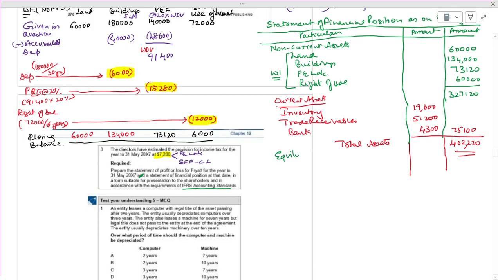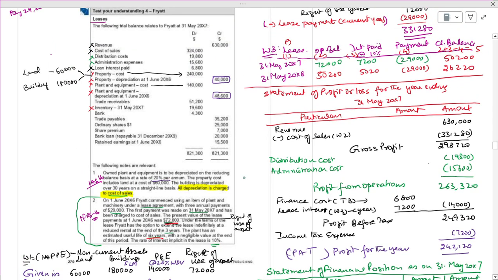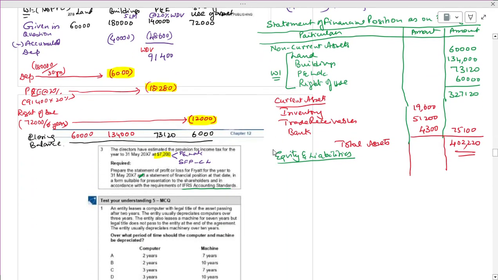Next, equity and liabilities. How much? Take slowly, don't rush, take your time. We have done trade receivables, we have done bank. Ordinary shares. How much are the ordinary shares? 25,000. Okay.